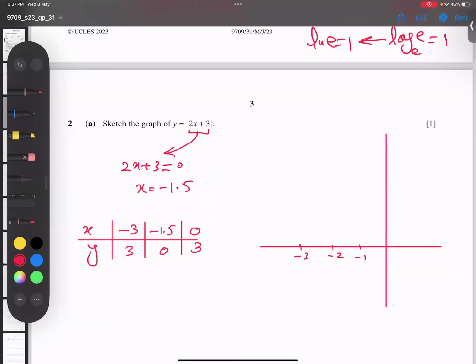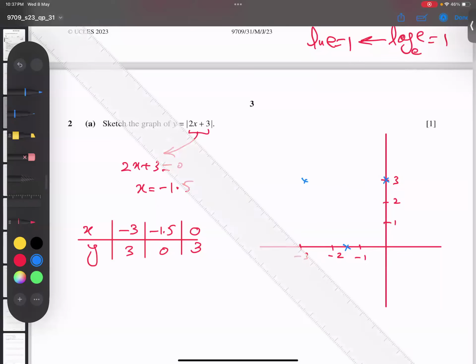Now, this value is coming in the middle somewhere here. So I get -1.5 and 0. You can see the highest value of y is 3, so I can label it here. This is a 1, this is a 2, this is a 3. And the point I get, 0, 3, is here. And in the same way, x is -3, y is +3. It means this point.